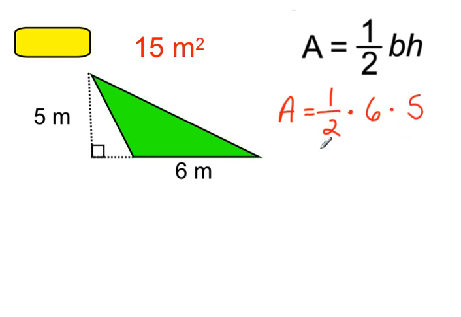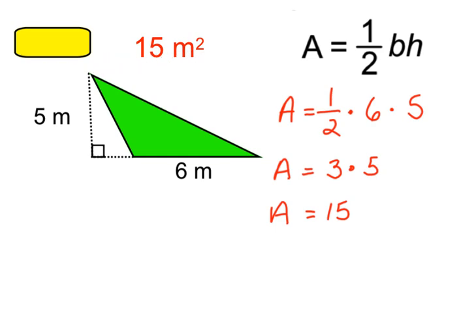Okay? So the first thing that we will do is multiply 1/2 times 6. Half of 6 is 3. And then that will multiply our height. And so we will multiply 3 times 5, which is 15. So the area of this triangle is 15 square meters.